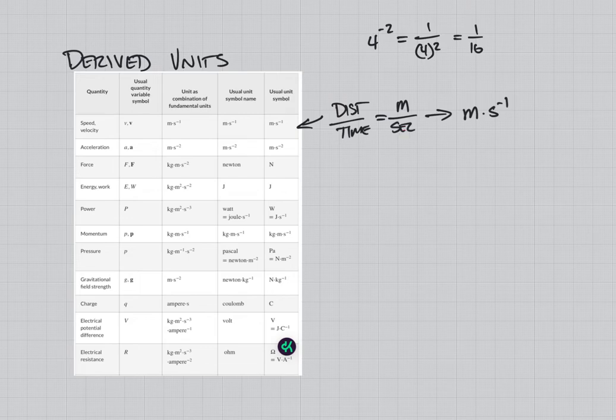Other ones you're familiar with probably are forces measured in newtons, which from our equation sheet, we're going to see F equals ma. That is mass, which is in kilograms, and then acceleration, which we can see is a combination of distance and time. So that is kilograms times meters times seconds to the -2.